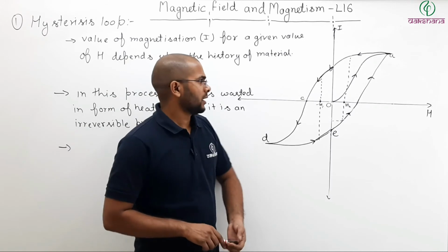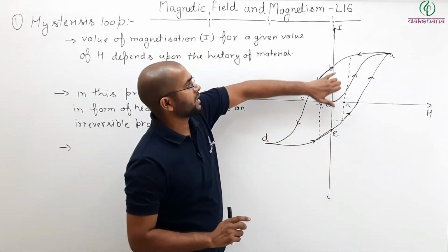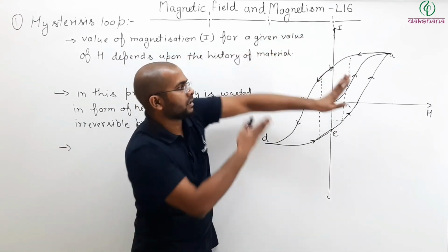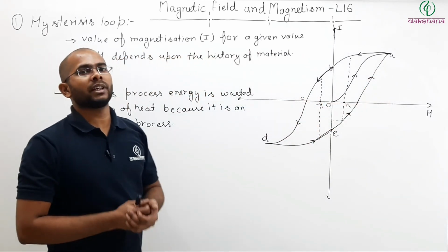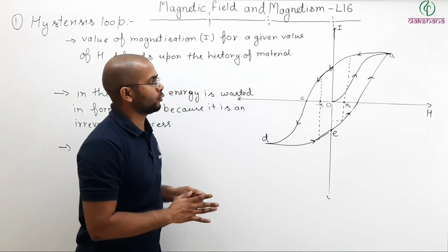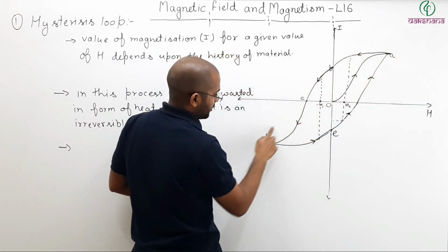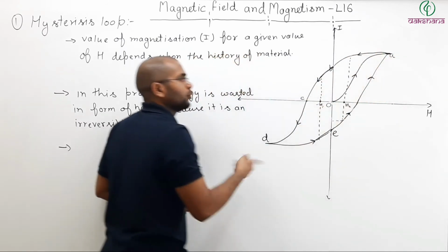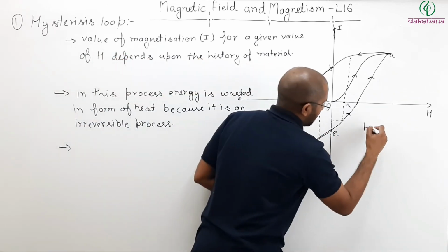Now, see here. Greater the area of this curve. Higher your retentivity, higher is the coercivity, greater will be the area, and greater is the area, more will be the heat lost. So this is a loop. From here I went to here, from here like this, from here again back to here, then again back like this. This is a loop. So this is your hysteresis loop. This is what it is called, hysteresis loop.